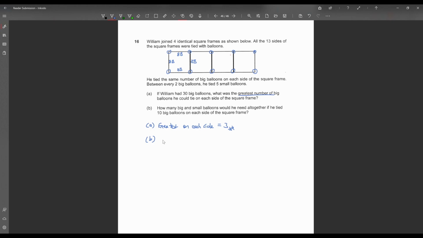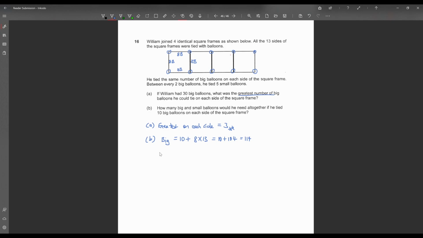So there are 10 big balloons at the intersections and the corners, plus there are 8 big ones at each side. Multiply that by the number of sides. This will give us 10 plus 104 equals 114. Now let's count the number of small.